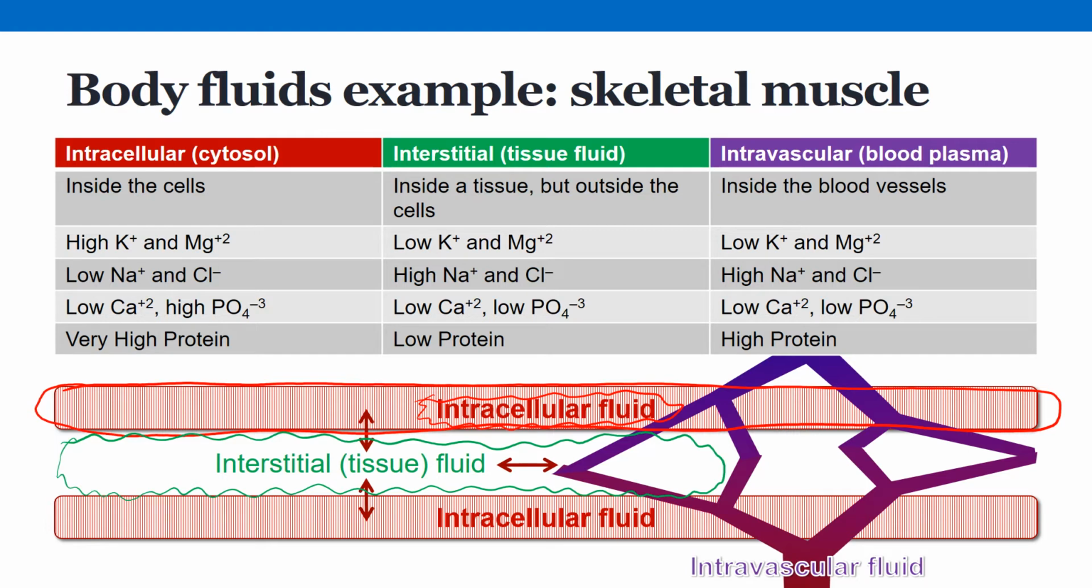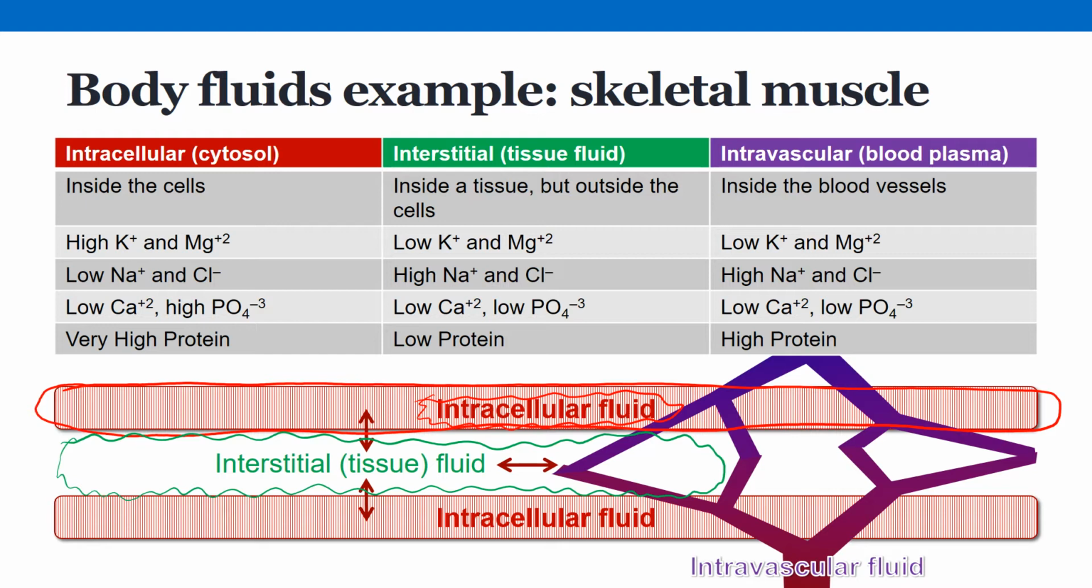Interstitial fluid is found in the green column in the middle of the table here. It's inside the tissue, but not inside the cells. It's going to have a low potassium and magnesium and a high sodium and chloride. Again, that's to maintain that cell membrane potential that allows us to trigger skeletal muscle cells in the first place. It's going to have a low calcium and a low phosphate because if it had a high calcium, you'd start crystallizing calcium in your tissue and it would become hard like a bone.